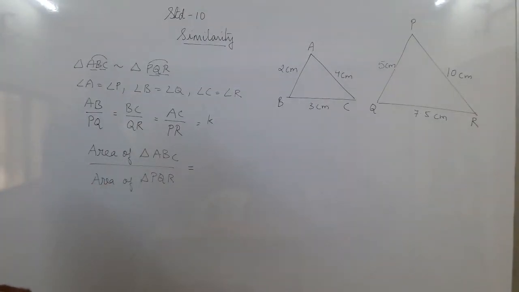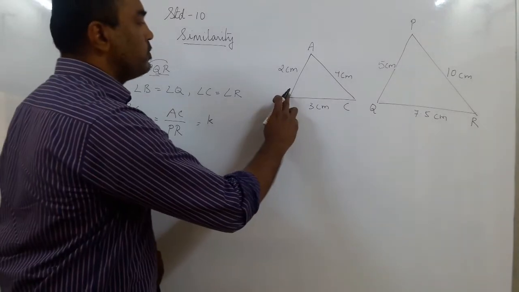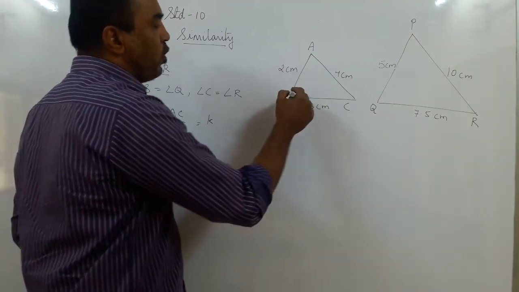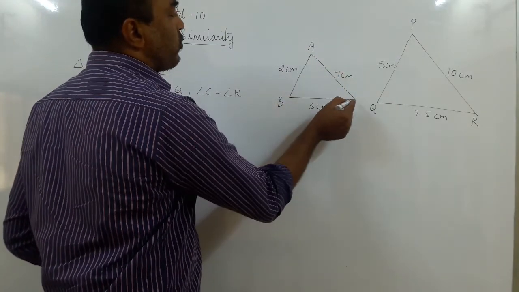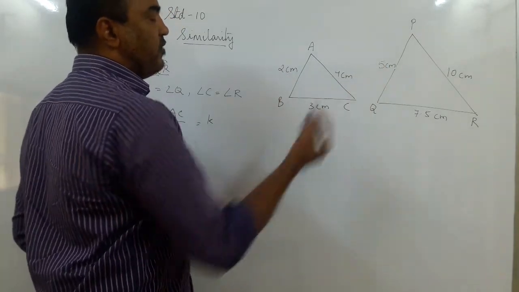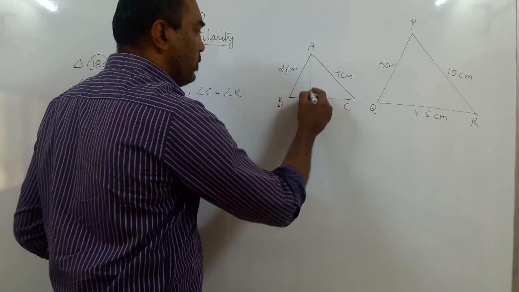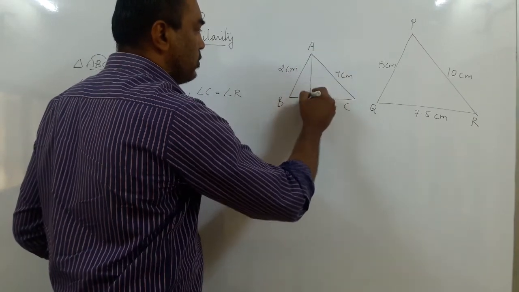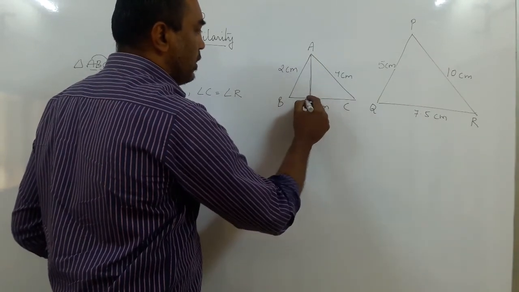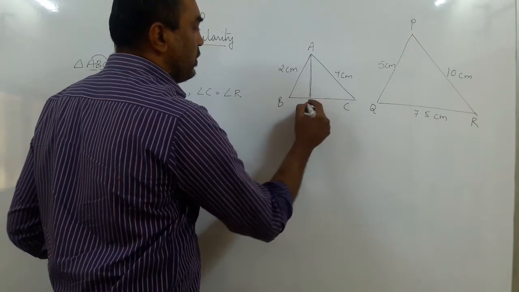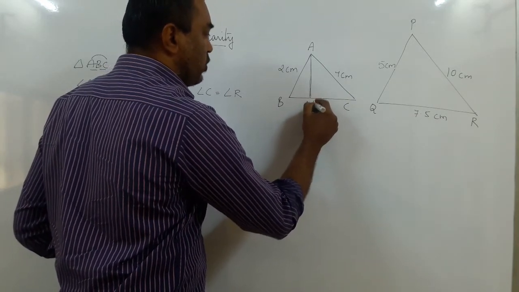To find the area, the formula of the area is half base into altitude. So I have to draw an altitude. I can draw an altitude from A to BC, or from B to AC, or from C to AB. Same way here. So I will draw an altitude from A to BC and call this point M. Okay, I will call this point M or D, whatever you can call it.